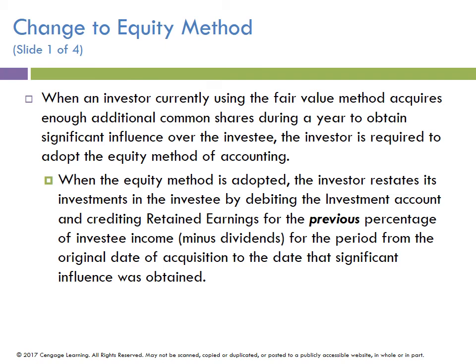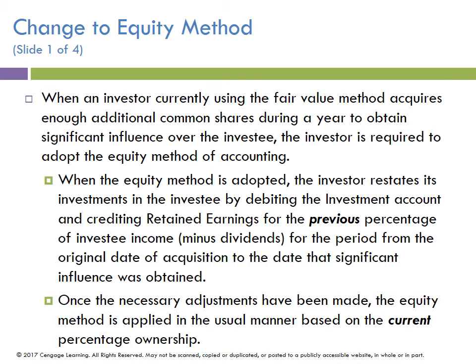Well, now you have to change the way you do the accounting. When the equity method is adopted, the investor restates its investment in the investee by debiting the investment account and crediting retained earnings for the previous percentage of investee income minus dividends for the period from the original date of acquisition to the date that significant influence was obtained. That's how it currently works. It actually has changed. In 2018, it's a prospective change, meaning you don't have to do this step. Once the necessary adjustments have been made, the equity method is applied going forward.